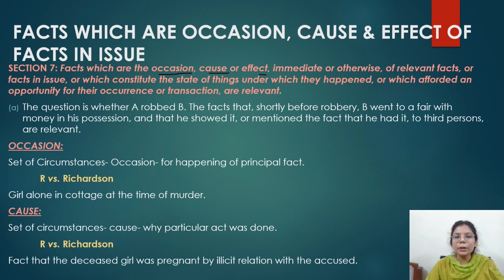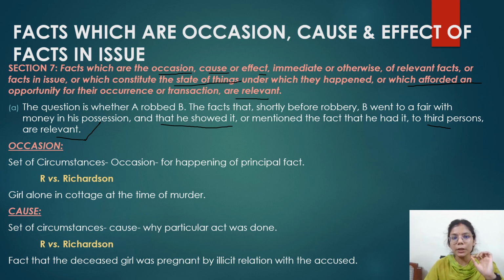or which constitute the state of things under which they happened, or which afforded an opportunity for their occurrence or transaction, are relevant. Now the question was whether A robbed B. The facts that shortly before the robbery B went to a fair with money in his possession, and that he showed it or mentioned the fact that he had this money to third persons, are relevant. How is this relevant? Because it is providing an opportunity for the robber or the thief to commit the theft.